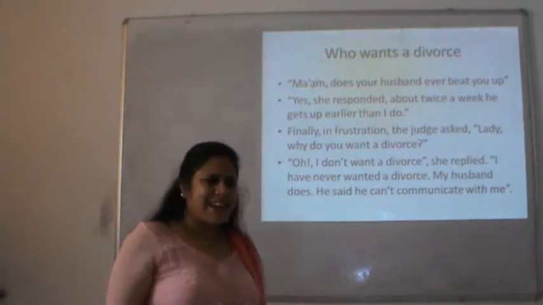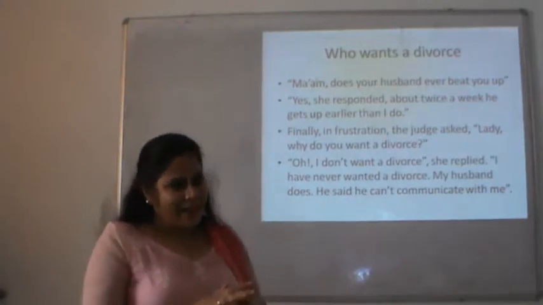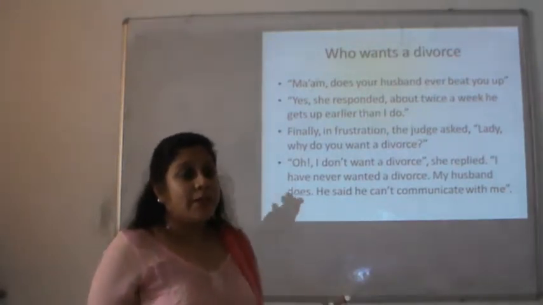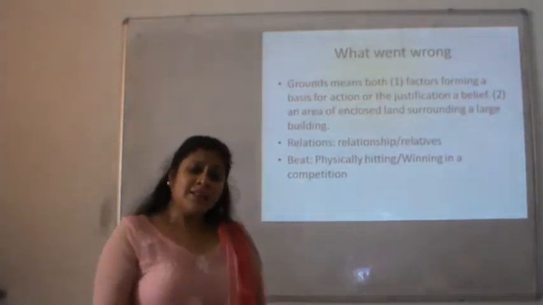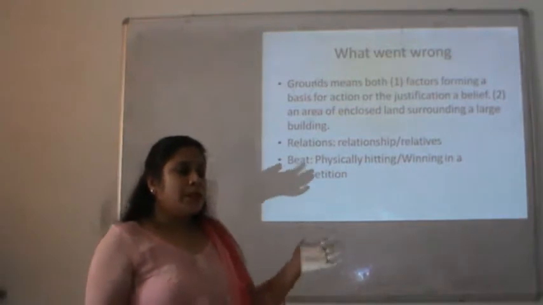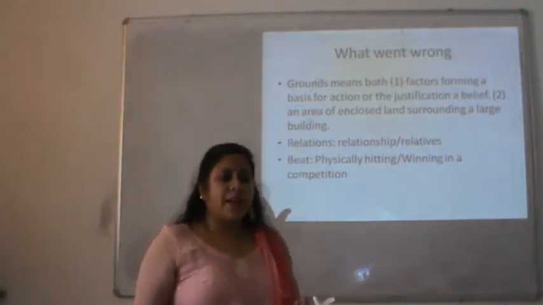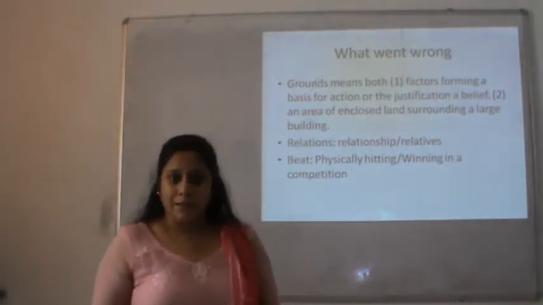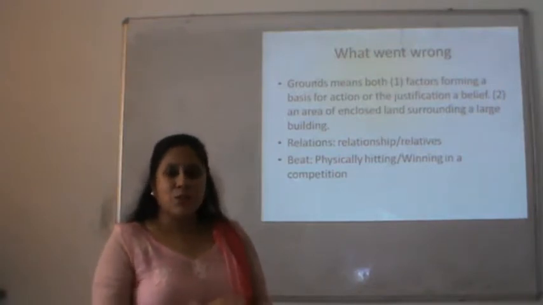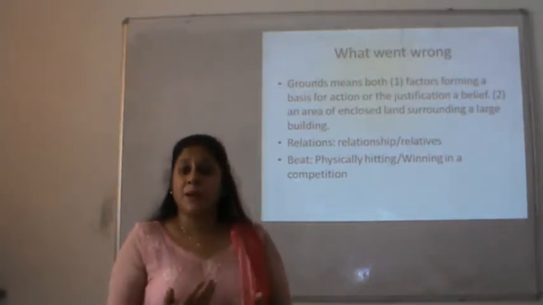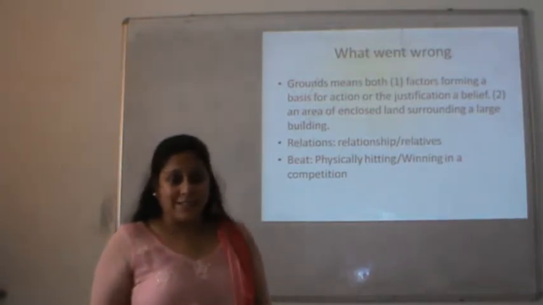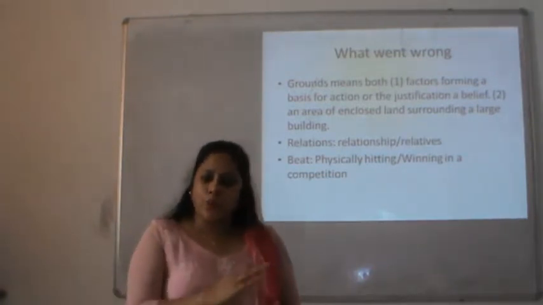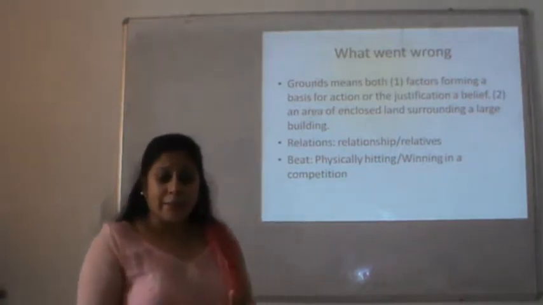Now you can understand from this example that the case is very clear. The wife is not able to understand whatever the judge is trying to communicate with her. She has no clues about what she is speaking about. She takes the word in a different context. Let us now see what went wrong in this communication.